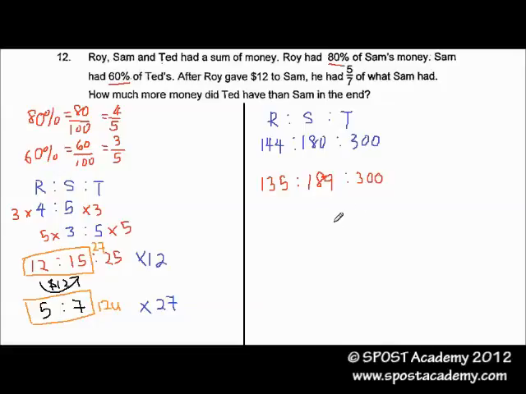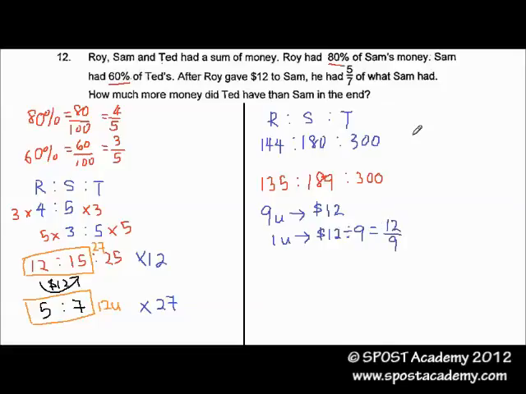So you can see from the difference between the old ratio and the new ratio that Sam is actually getting 9 more units while Roy has given away 9 units. That's to say 9 units is actually equivalent to $12. 1 unit is equivalent to 12 divided by 9. Now if you press a calculator for 12 divided by 9, you will realize that it's a recurring decimal. So I'll just leave it as a fraction first.